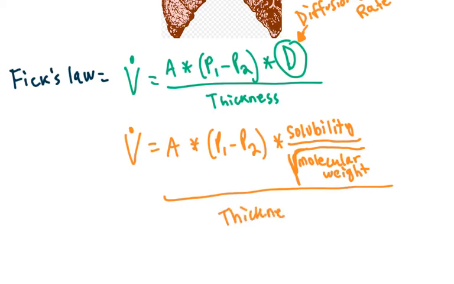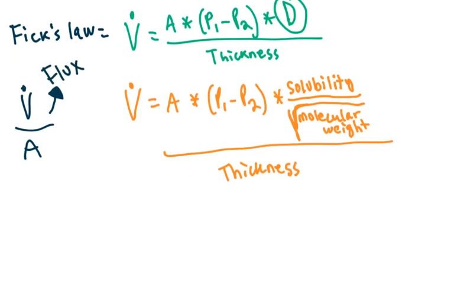But what we're trying to solve for here first, before we start talking about Fick's law, is something called flux. Right now we don't have flux. Flux is this symbol that you see here with the V and the dot. It represents the rate at which molecules will move across a certain membrane. Flux is represented as V with the dot over A, and remember, A is the total surface area.